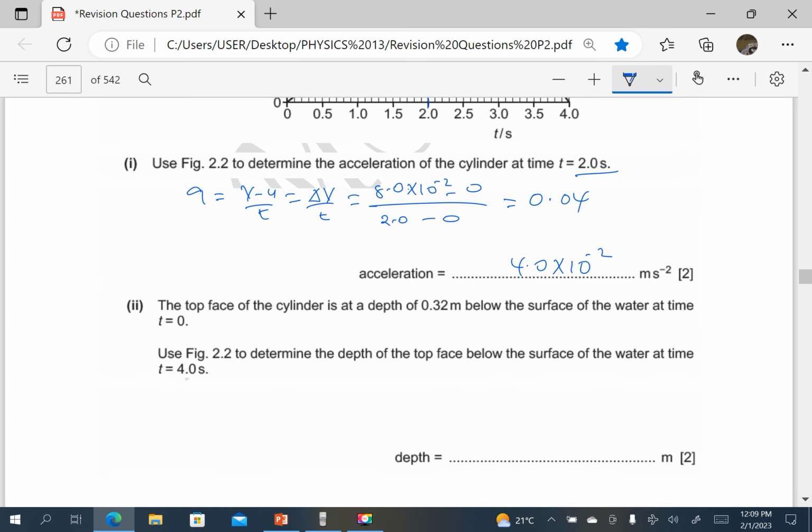The top face of the cylinder is at a depth of 0.32 meters below the surface of the water at time t equals 0. Use the figure to determine the depth of the top face below the surface of the water at time t equals 4 seconds. At time t equals 4 seconds, we can find the total distance, which is the area under the graph.